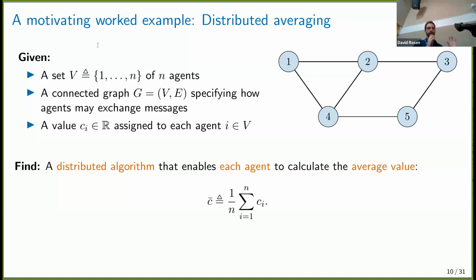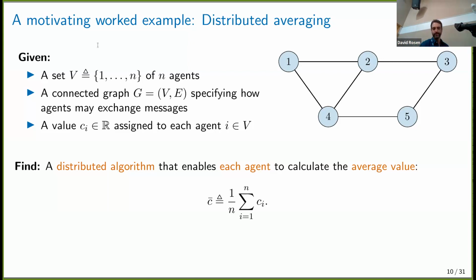The problem that we're going to consider is that we're given a set of n agents, which we're going to represent as vertices in a graph. These could be robots or computers in a distributed system. We're going to have a graph that describes a communications topology between these agents. In this setup, an edge connecting two vertices means that those two agents or workers can exchange messages with each other. And we're going to assume, as part of the problem description, that we're given an initial value c_i assigned to each of these agents. So each agent has some initial value that it's starting with. The goal of this problem is to devise a distributed algorithm that enables each agent to calculate the average value of all of these initial assignments.